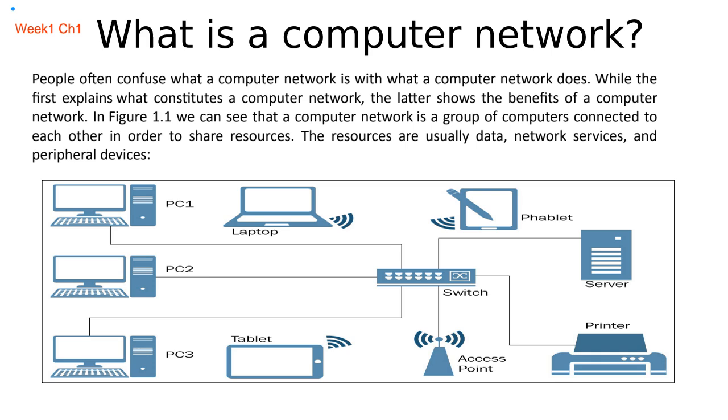What is a computer network? A computer network is a group of computers or devices connected with each other to perform specific functions and achieve certain objectives. Here we have one example: computers connected to a switch, and a printer connected to the switch. We also have a server and an access point. So you can see here we are using the network to access the printer, maybe access the internet.